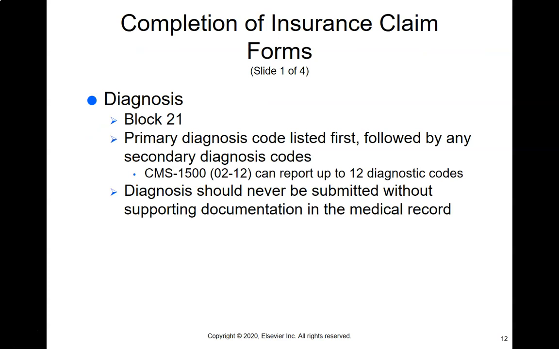Completion of insurance claim forms. The diagnosis goes in Block 21. The primary diagnosis code is listed first, followed by any other secondary diagnosis codes. The CMS 1500 can report up to 12 diagnostic codes. The diagnosis should never be submitted without supporting documentation in the medical record. It is best to list only one illness or injury and its treatment performed unless there are concurrent conditions, to avoid confusing services with multiple medical conditions.